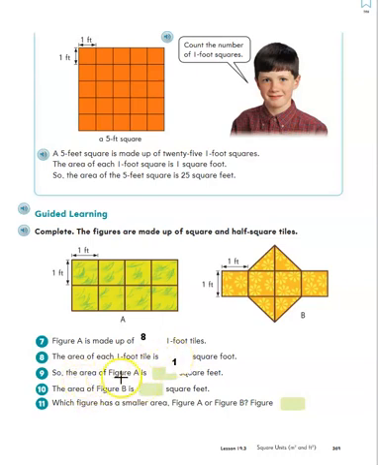So the area of figure A, since it's made up of 8 of those tiles, it would be 8 square feet. The area of figure B, on figure B we have a couple half tiles there, so we've got 1, 2, 3, 4, 5, 6 square feet for figure B. And then which figure has a smaller area, figure A or figure B? So we can tell that this one's only 6 square feet and this one's 8 square feet. So figure B would be the smaller area.